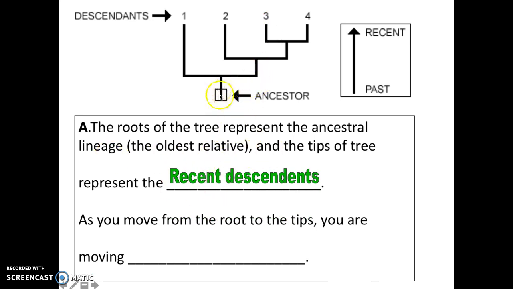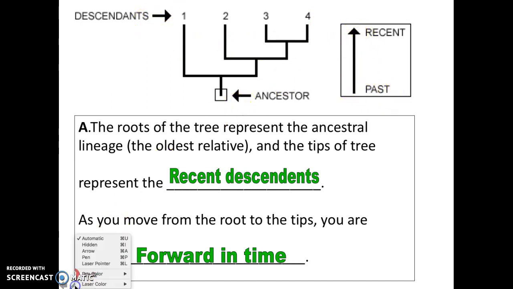So the root of the tree is an ancestor, always. And the tip of the tree is always the descendants. And if the descendants are at the tip, that means they're all existing right now. They're not extinct. Okay? As you move from the root to the tips, you go from the past to recent. You move forward in time. So this picture is a basic cladogram showing you ancestor at the root, a live descendant at the tip, and time going from past to recent.